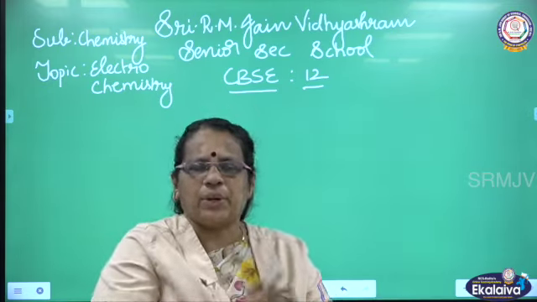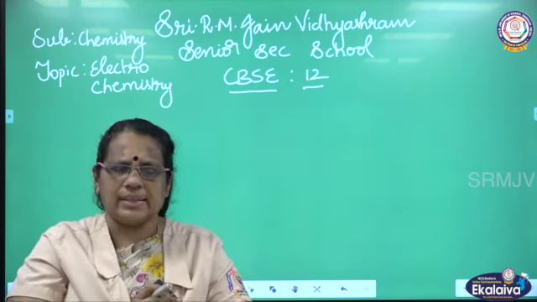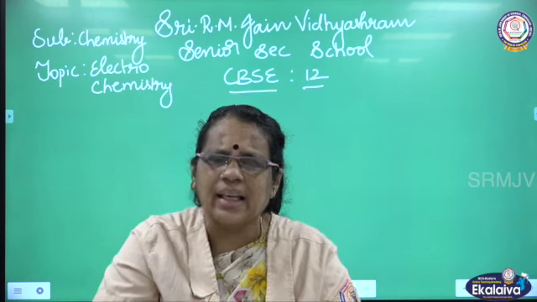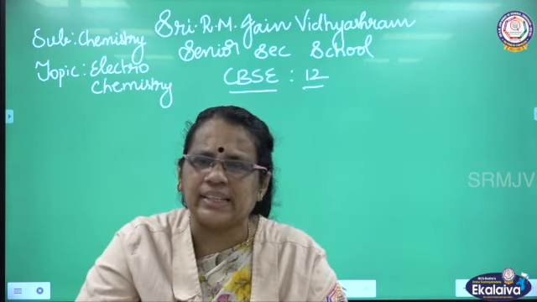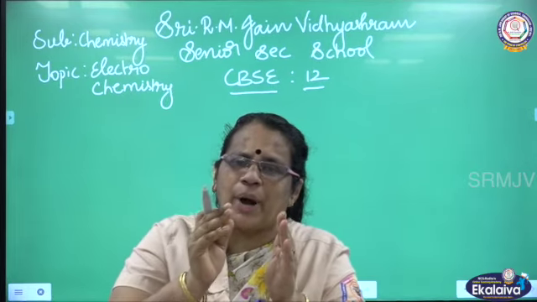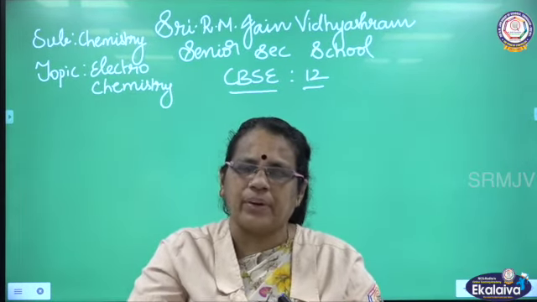Already we are discussing electrochemistry. In the previous class, I told about the Daniell cell. We have constructed the Daniell cell. I told about the working of the Daniell cell. Finally, we have seen the EMF of the Daniell cell as 1.1 volt. After that we have completed.